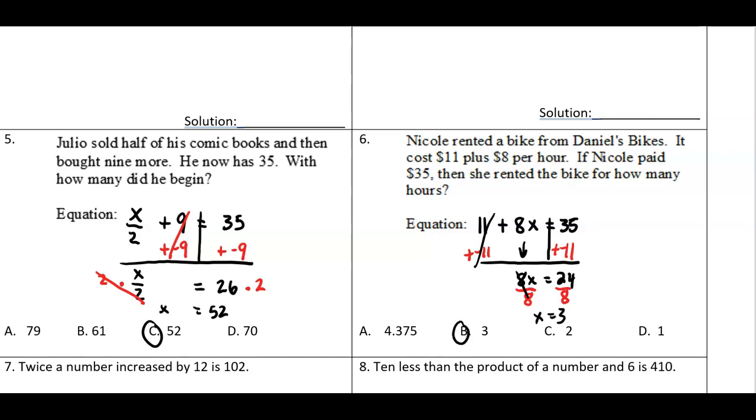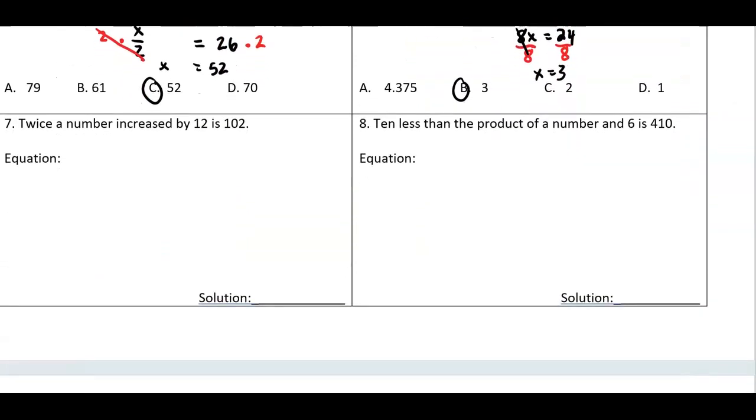Okay. In number 8, just remember that 10 less than, that's your switch phrase. The product of a number and 6 is 410. So the product of a number and 6 comes first, so that would be 6x. And then 10 less than, minus 10, equals 410. Watch out for those flip phrases.